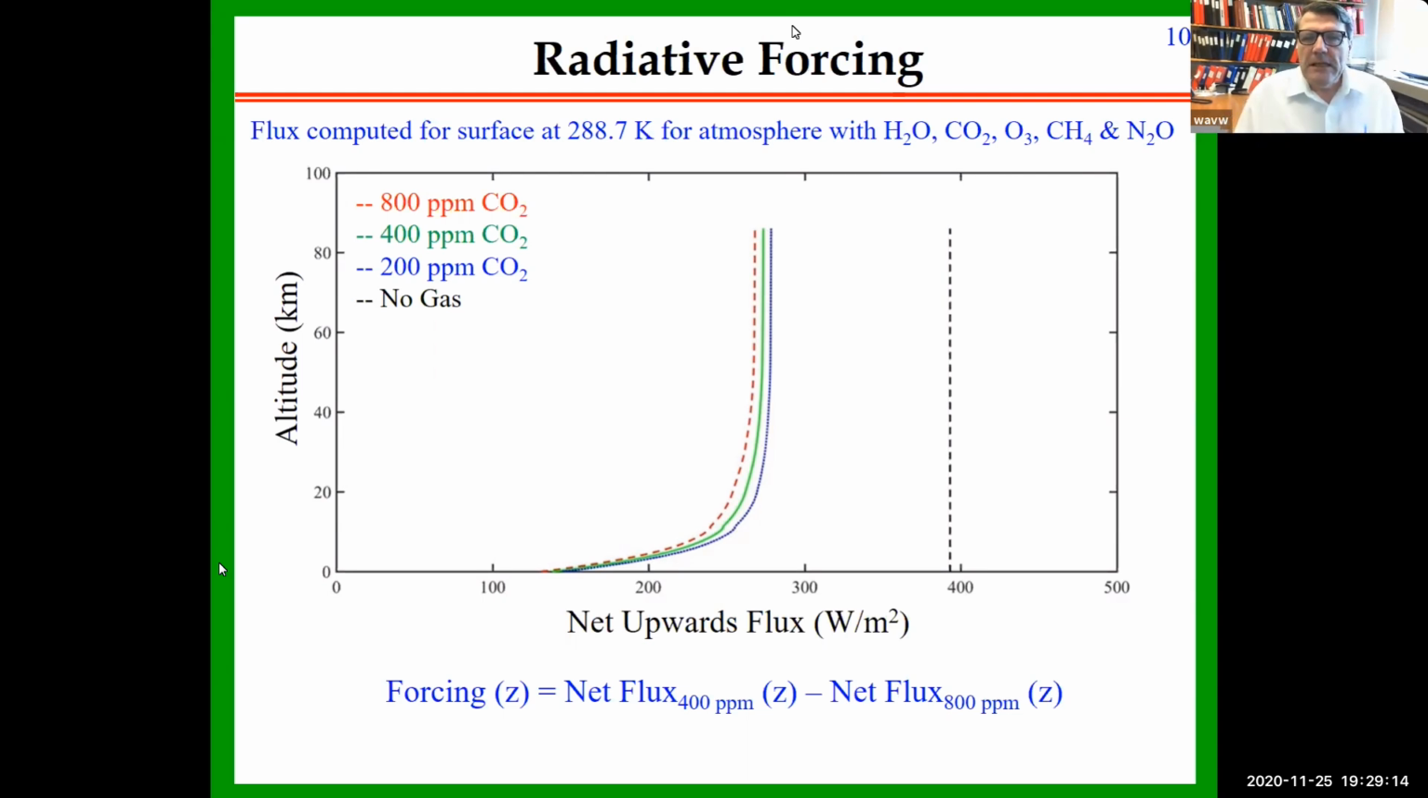Now, what we're going to be talking a bit about is something called the forcing, which is just defined to be the difference from the green to the red curve. What happens to the heat flux when you double the CO2 concentration?